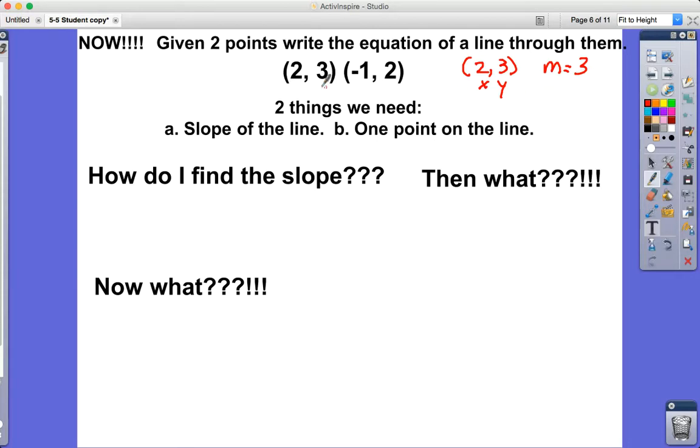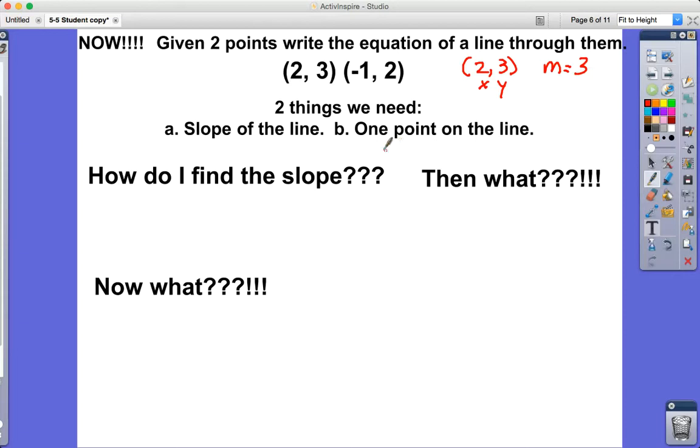But this time, we don't have the slope. So how could I find the slope of these 2 points so that I can have something that might look like this? Well, we need the slope of the line, and then we need 1 point of the line. That's why this says slope and 1 point. How do I find the slope, everybody?